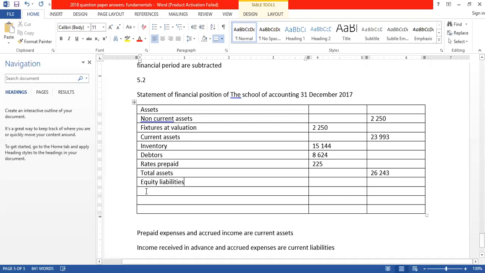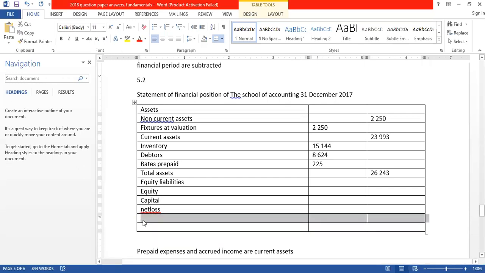We start off with our equity first. Under equity, we only have three accounts, which is the capital, net profit. But in this case, we made a net loss. It was a net loss that we made. So it's less net loss. So obviously you will need to less it because it's a net loss. And then you also less drawings.